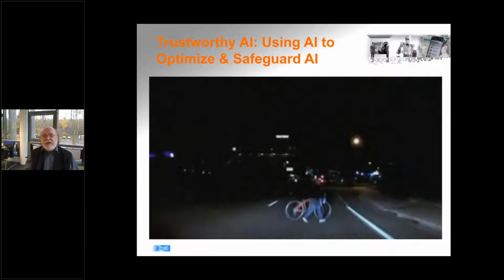We need to make sure that if we build AI systems, they don't have fundamental errors such as this. And I want to talk about how we envision we can do this using this concept of digital reality to achieve trustworthy AI systems.